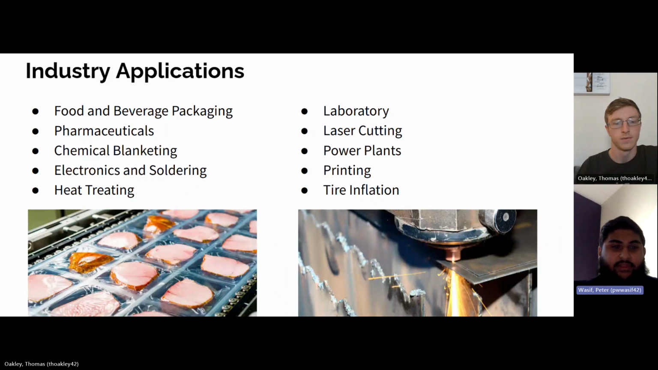So we're going to start off with food and beverage packaging, pharmaceuticals, chemical blanketing, electronics and soldering, heat treating, as well as our other engine uses in STEM, such as laboratory uses, laser cutting, power plants, printing, and tire inflation.